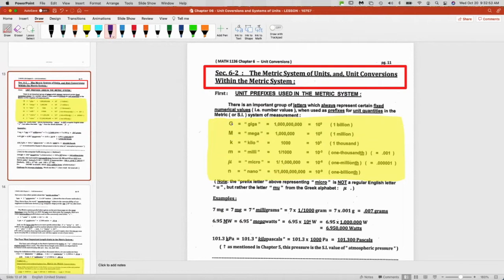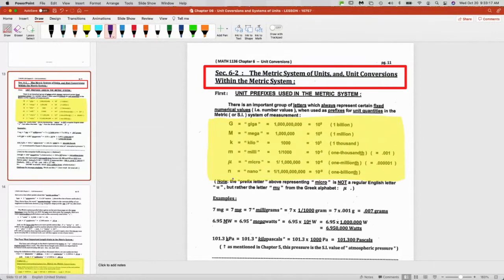So G, which is giga, like gigawatts or gigabytes, that quantity is 10 to the 9, because giga means billion. Capital M is mega, and that means million. Then you can work your way down the list, like kilo, which is 1,000, and then milli is 1/1000th.